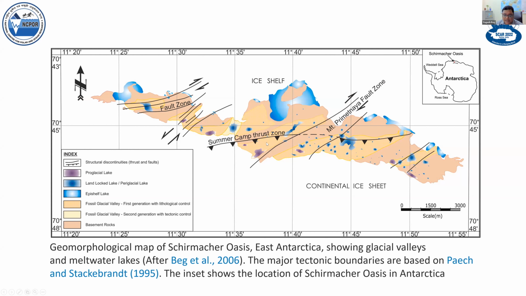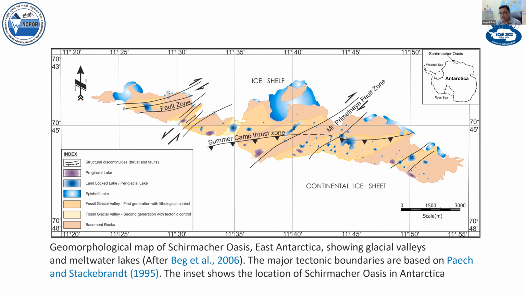6 nearly parallel glacial valleys conforming to the regional structures traverse through the oasis. 2 relatively younger valleys, which are here, are north-northeast, south-southwest in direction. All the lakes are situated in the older glacial valleys, which are separated by high grounds from the adjacent valley. The younger valleys, of course, have steep and clean cut walls.